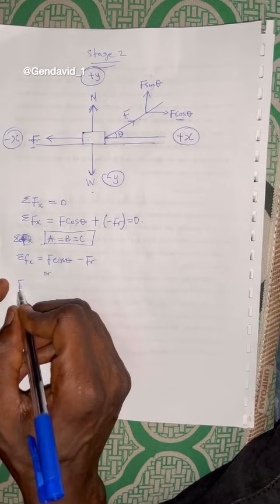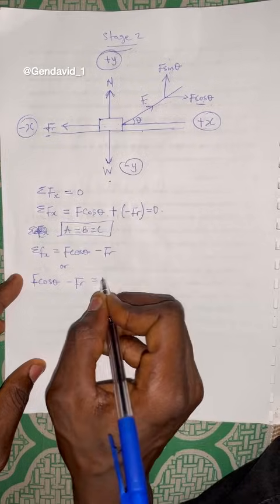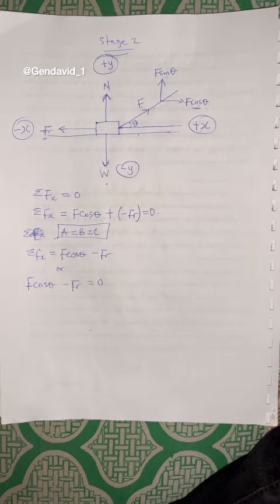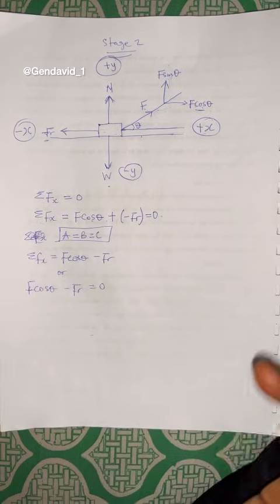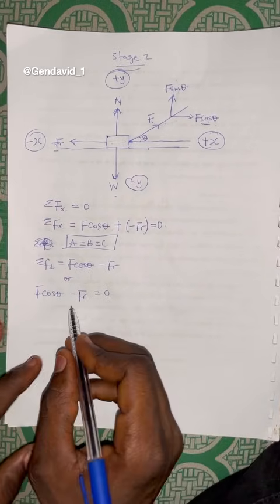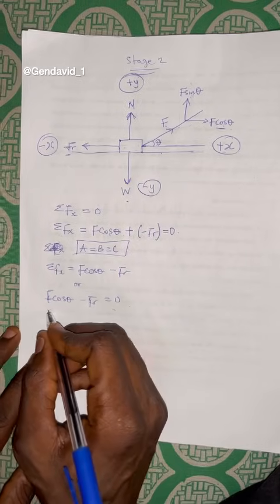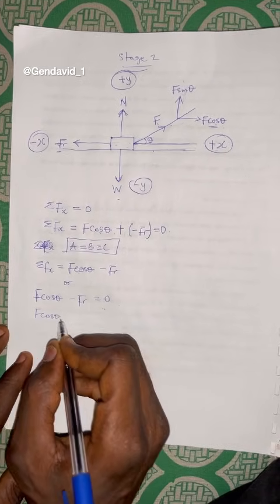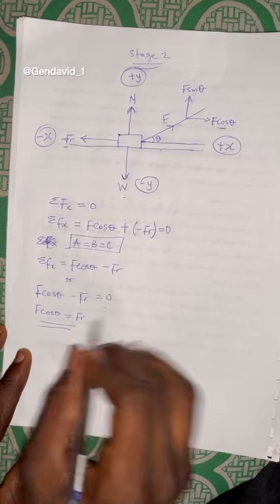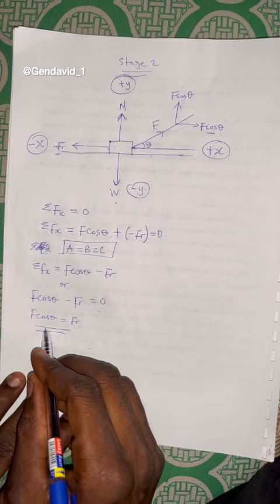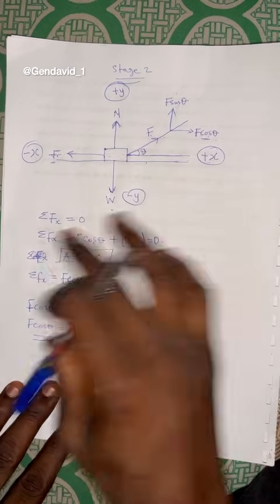Which means that F cos theta minus Fr can also be equal to what? 0. All these ways are correct, so it depends on what you are looking for when you are solving this. Now, if I proceed with this one, F cos theta minus Fr is equal to 0, so F cos theta is equal to, if you take this one to this side, Fr. So Fr is equal to F cos theta, or F cos theta is equal to Fr. That's for the horizontal.